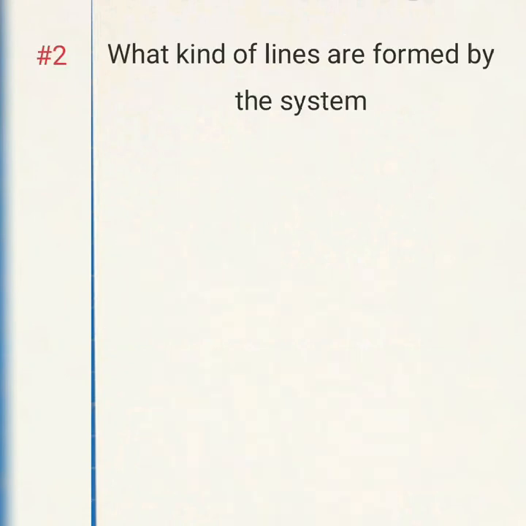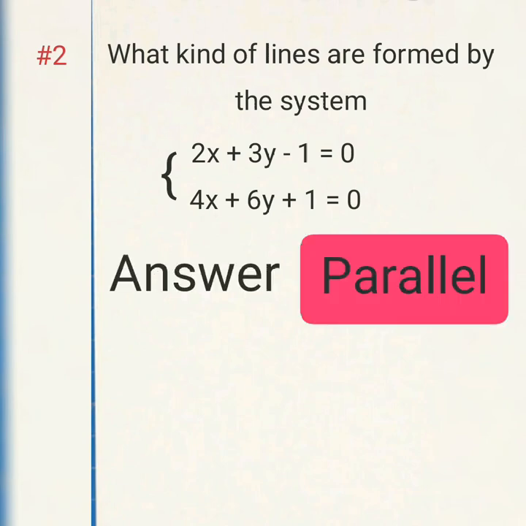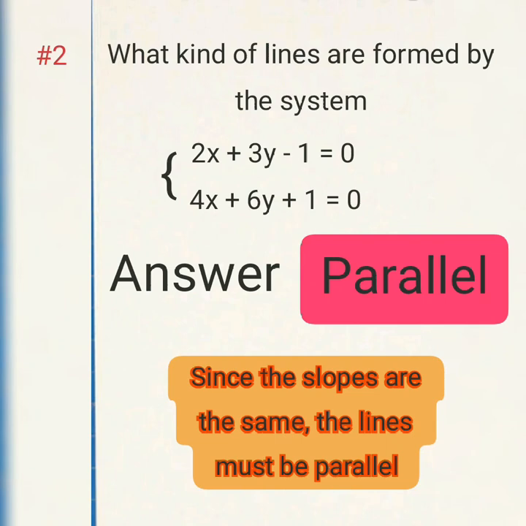What kind of lines are formed by the system 2x + 3y - 1 = 0 and 4x + 6y + 1 = 0? Answer: parallel lines. Since the slopes are the same, the lines must be parallel.